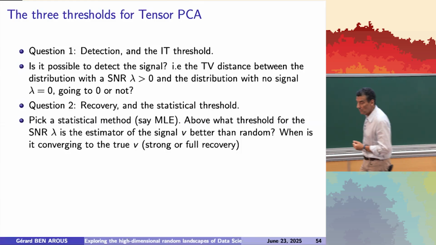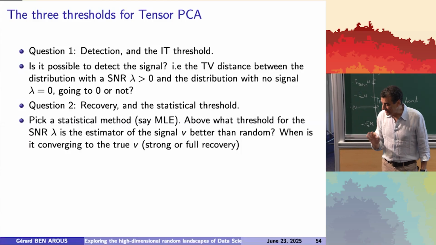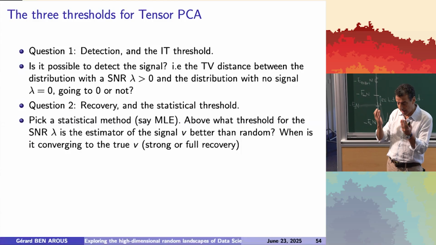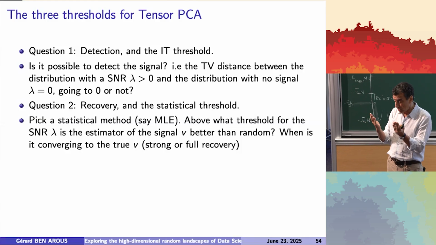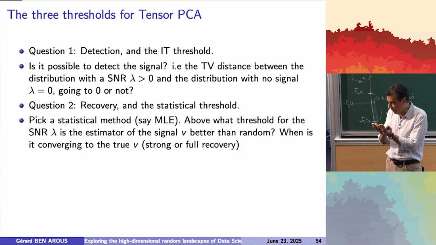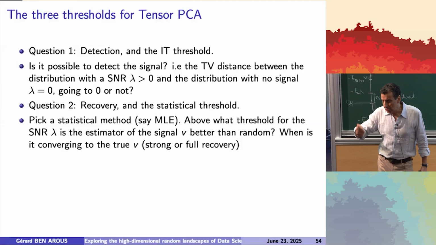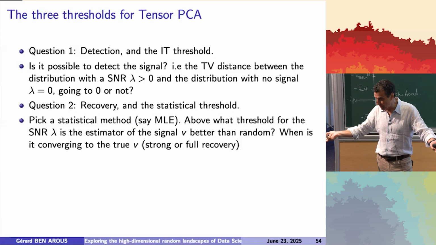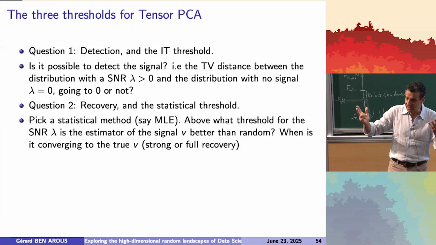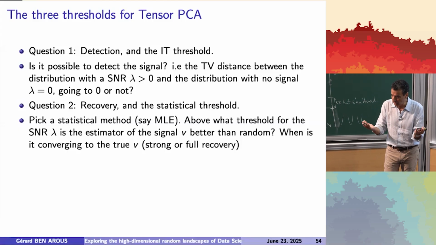Sorry, can you explain again the difference between detection and recovery? Yes, in detection you have no statistical procedure. I'm just asking, I have the law with a signal and the law without a signal. Does their distance, let's say in total variation, go to 0 or not? This means the total variation distance is a sup, if you want, over all possible statistical procedures. It means if you're the god of statistics, would you find a way to differentiate between those two?